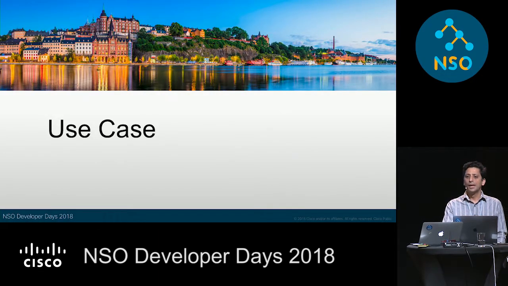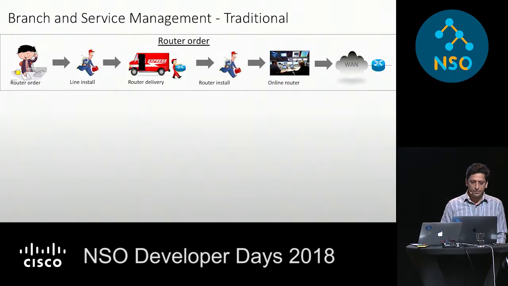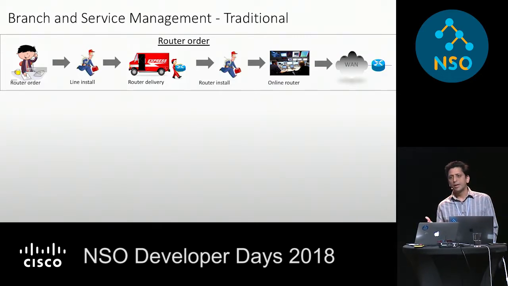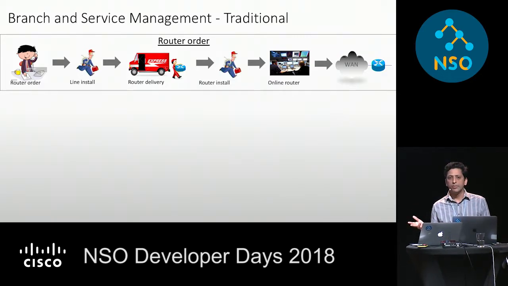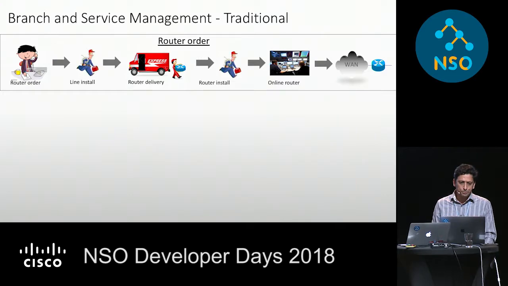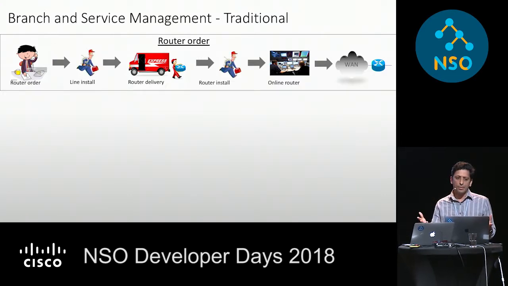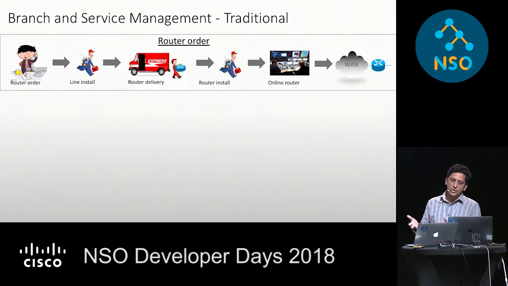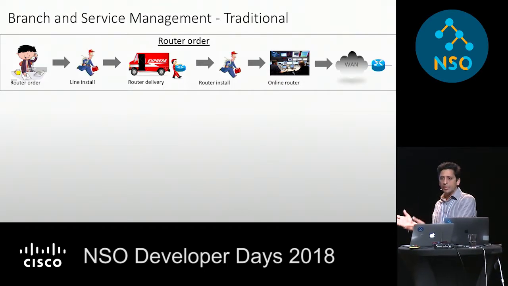Moving to the use case. Imagine a branch office that is newly set up and desires internet connectivity. So here is the typical flow for how things happen. The branch office would kickstart a router order. A router would ship and reach the branch office.